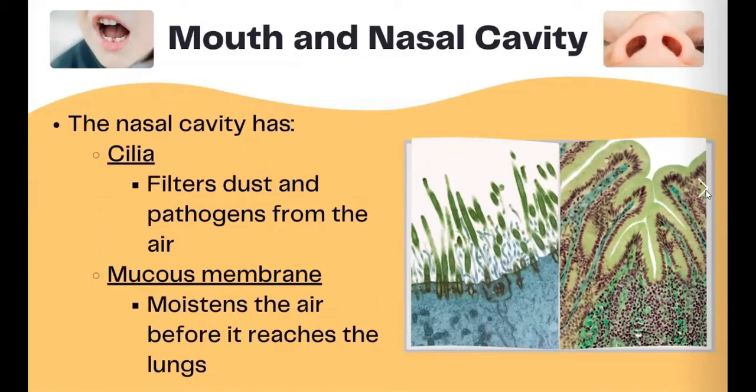Air that enters through the nose or nostril passes through the nasal cavity. The nasal cavity has hair-like structures called cilia that filter dust and pathogens from the air. It also has mucous membranes that moisten the air before it reaches the lungs. Now here is an example of cilia and a mucous membrane.